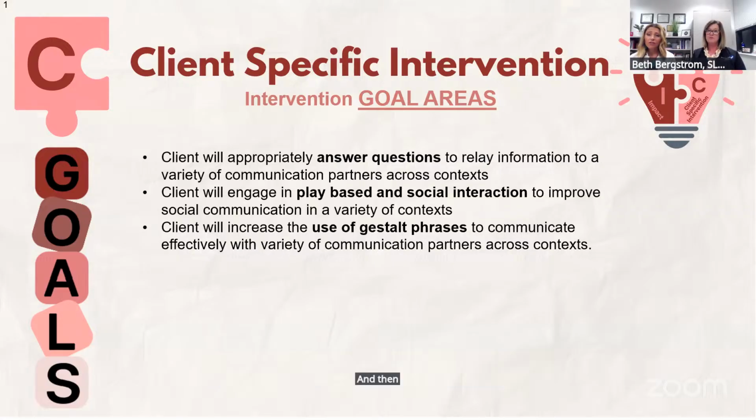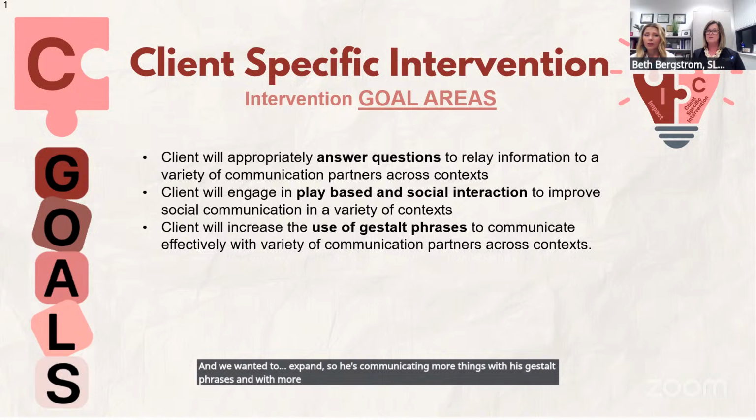And then his Gestalt phrases. At this point he was at that stage 4, and we wanted to increase the grammatical complexity of his Gestalt phrases. And we wanted to expand, so he's communicating more things with his Gestalt phrases and with more communication partners. So those are kind of big picture goal areas for him, and then you'll see our specific goals next.